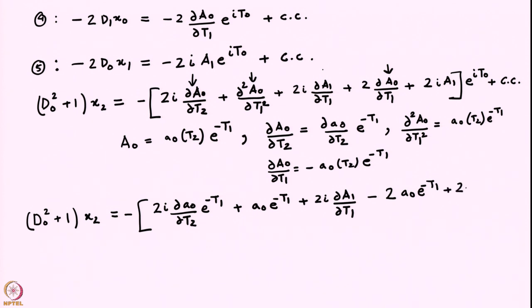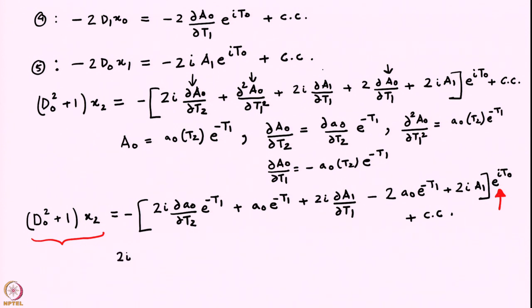Then the fourth term gives me this, and the fifth term is just twice i A1 plus the complex conjugate. If we remember that we have to take the complex conjugate, we do not have to keep writing it all the time. So now you can see that there are 5 terms and all the terms have a prefactor, or a postfactor in this case, e to the power i T0. As I told you earlier, e to the power i T0 is a solution to the homogeneous equation. If I set the left hand side equal to 0, any constant into e to the power i T0 is a solution to the homogeneous equation. Once again, we will have to set the entire coefficient of e to the power i T0 to 0. So everything in the square bracket goes to 0.